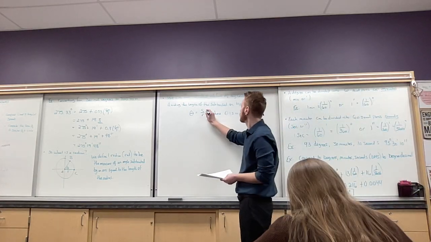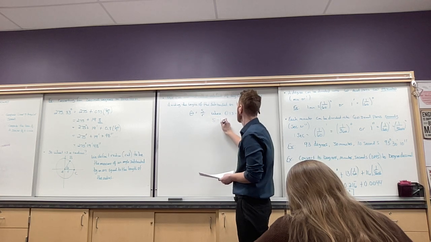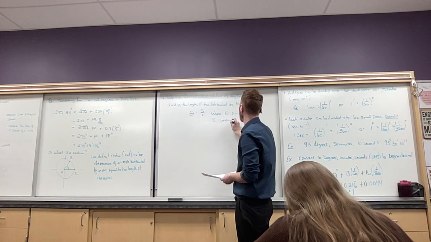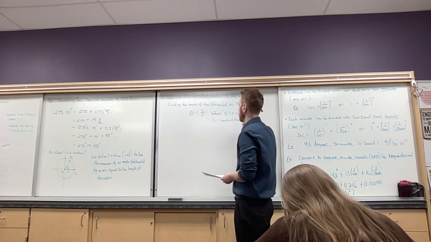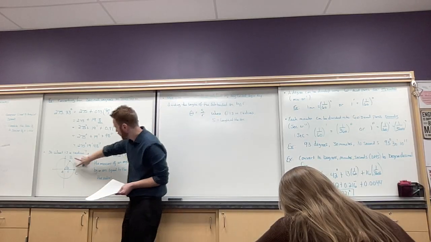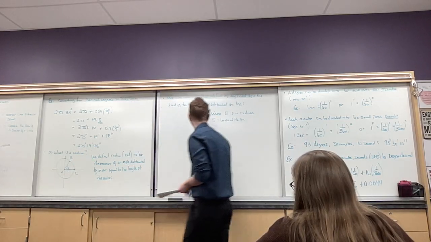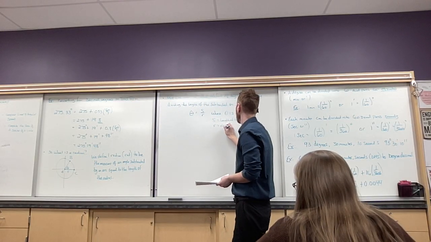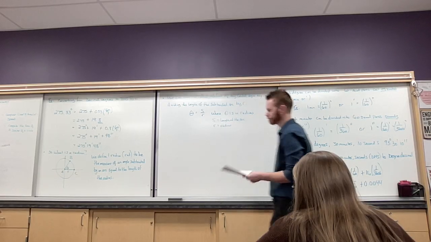Now S is the length of the arc. So from here to here, how far did we travel? And then we already know what R is, but I'll put it down anyway. R is our radius for that guy.